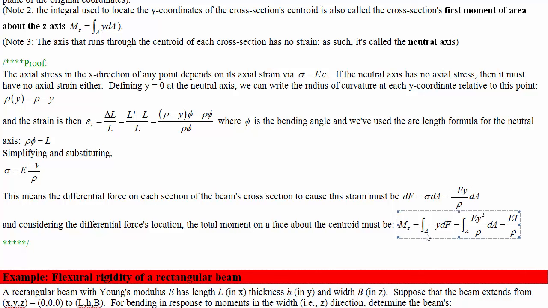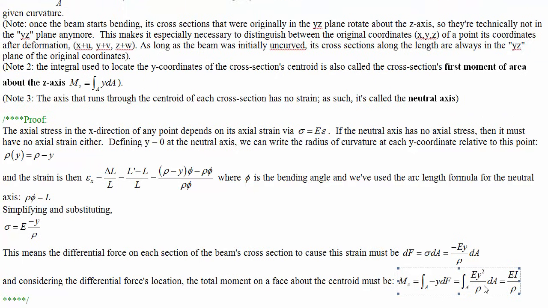Okay, so then the moment is the integral of negative y dF, substituting in the dF that we found, and then looking at this, hey, that integral of y squared dA, that's just the second moment of area about the neutral axis. So we come up with the result that we had earlier: the moment is equal to EI over rho.